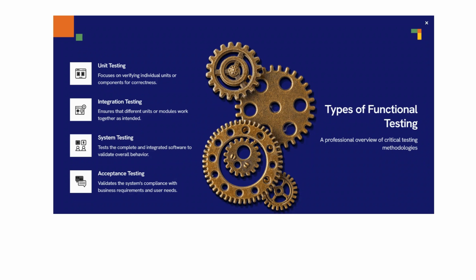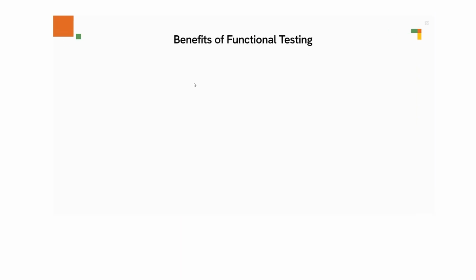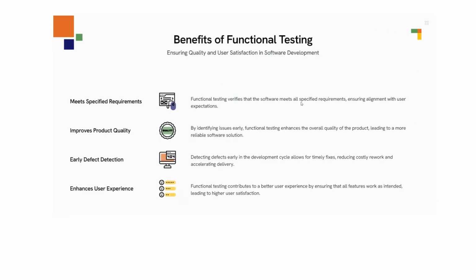So we'll go to the next slide. In the next slide, we'll learn about the benefits of functional testing. As the name indicates, it ensures quality and user satisfaction in software development. So we'll go one by one. First parameter: meet specified requirements. Functional testing verifies that the software meets all the specified requirements, ensuring alignment with user expectations, so that the application works as the users expect.